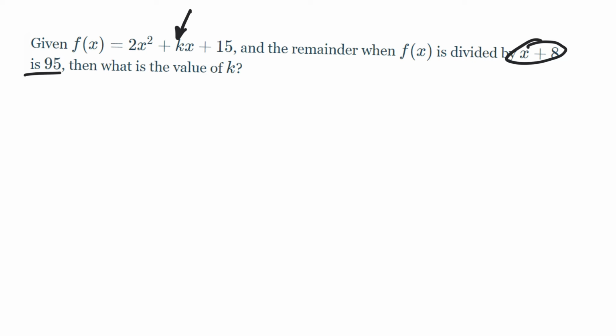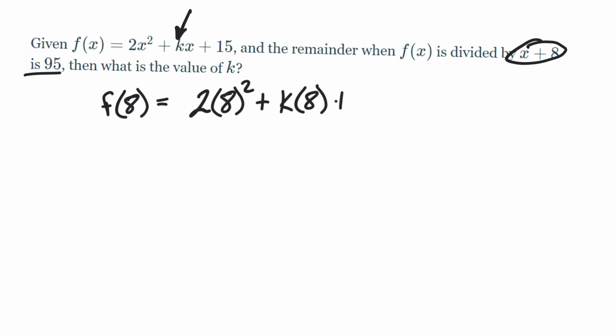So let's read. It says, given this function, 2x squared plus kx plus 15, and the remainder, when f of x is divided by x plus 8, is 95, what would the value of k be? So essentially what they're telling us to do is to plug in the value 8 into our equation. So that would be 2 times 8 squared plus k times 8 plus 15. Now it even goes one step further though, and it tells us that our remainder is 95. So we can actually replace this side with 95 because that's what we're told.